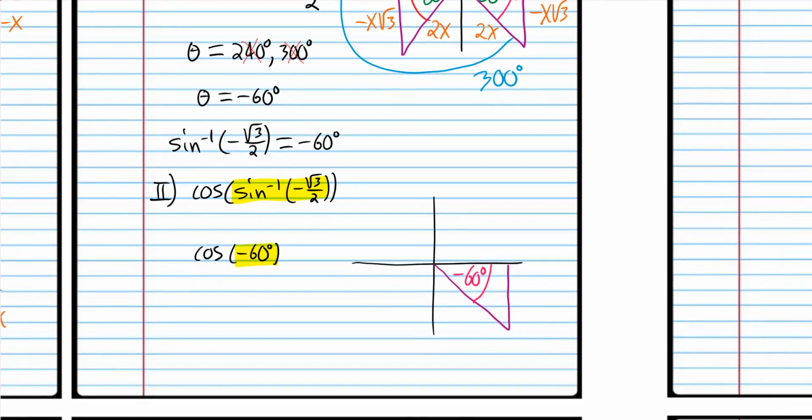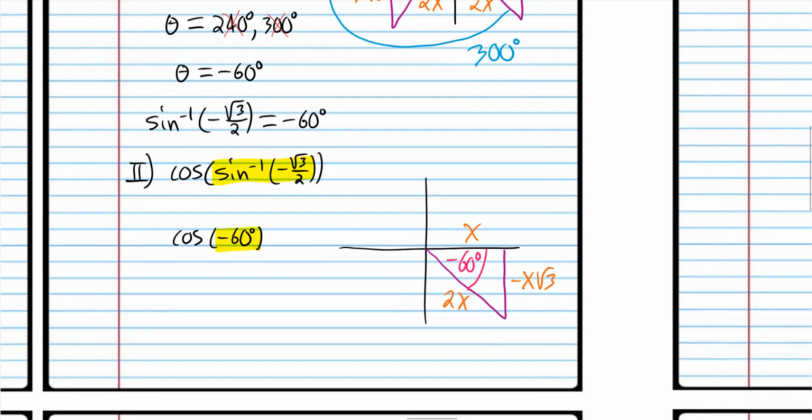And you probably recognize this as a 30, 60, 90 degree triangle. X root 3 is always opposite the 60 degree angle. And so cosine is the adjacent side over the hypotenuse, so x over 2x, which is 1/2.